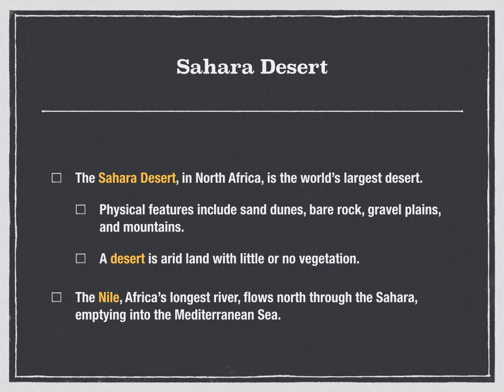Sahara Desert. The Sahara Desert is in North Africa, and it's the world's largest. Physical features include sand dunes, bare rock, gravel plains, mountains, a variety of features. Because remember, a desert's not defined by its features, but by how much rain it receives. Less than 10 inches a year, it's a desert. The Nile, Africa's longest river, flows north through the Sahara, and it empties into the Mediterranean Sea.